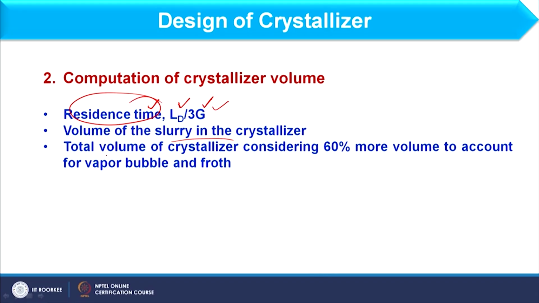And after that we should consider the total volume of crystallizer, considering 60% more volume to account for vapor bubbles and the froth.